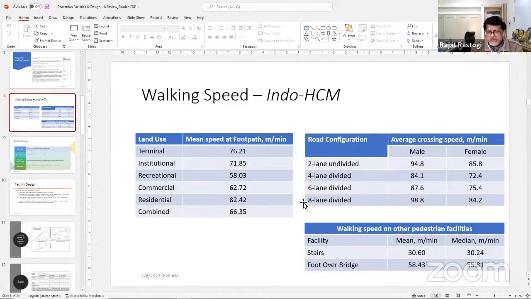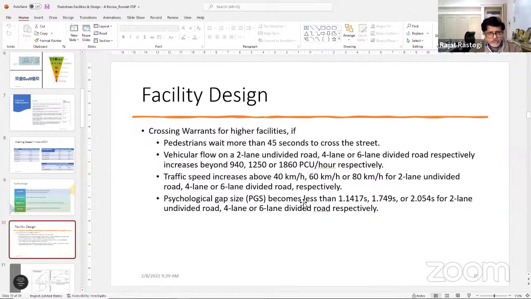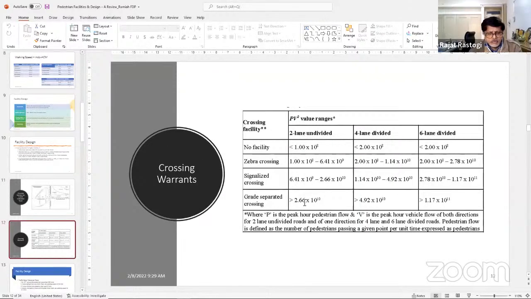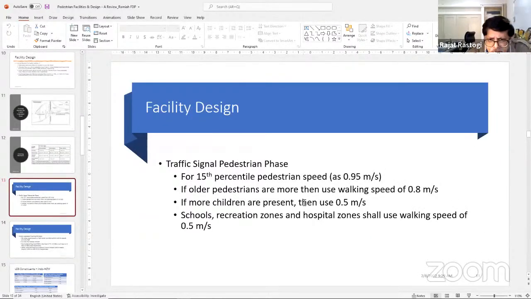So you have to take these things into consideration, and apart from that, I have also given you these values. Here you can see that at the moment, you're designing for 1.2 meter per second. But here it says that we should try to work with a 15th percentile value of 0.95 meter per second. So the crossing time increases if you use this type of value for signal phasing of a green for pedestrians. It all depends on what location you are working at, and accordingly you can consider.